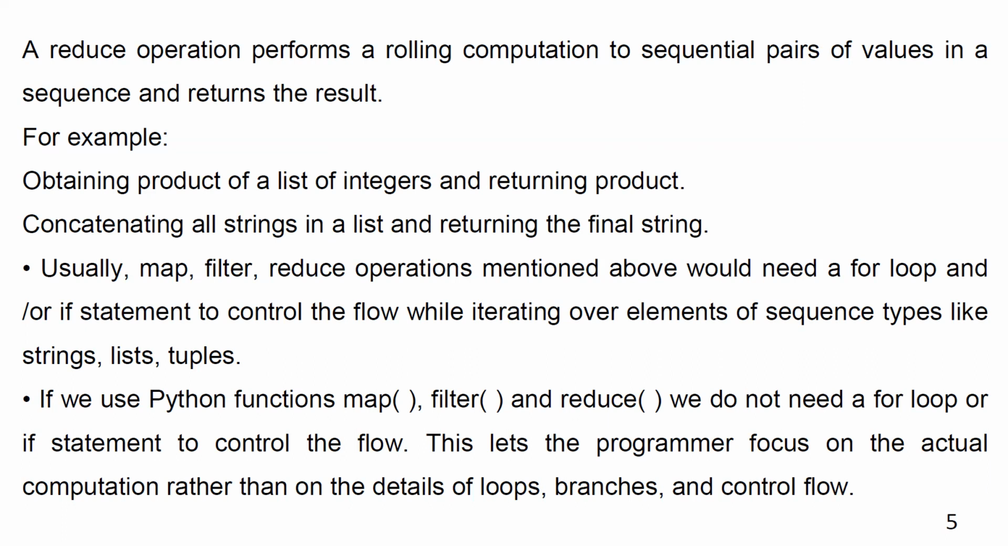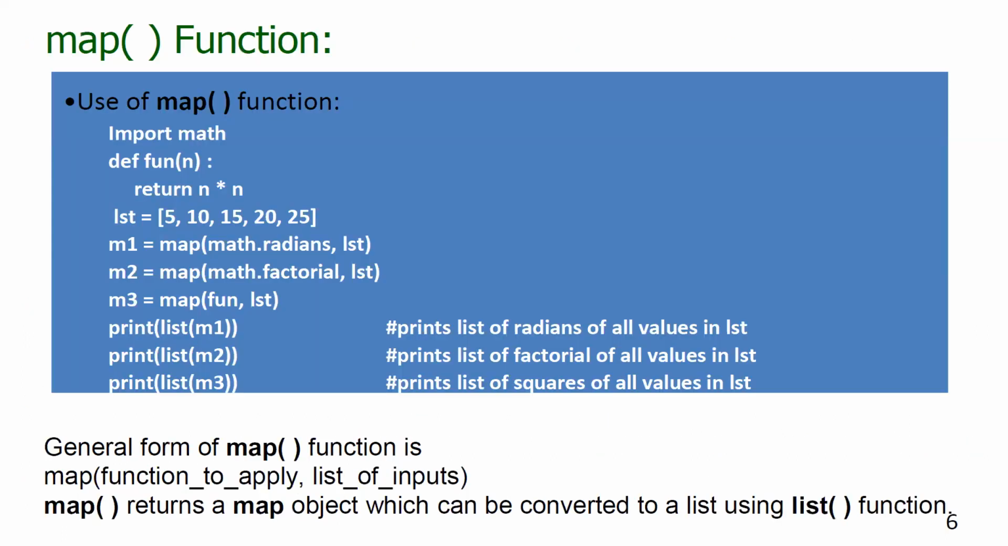But in Python programming, if we use the functions map, filter and reduce, we do not need a for loop or if statement for control flow. This lets the programmer focus on the actual computation rather than the details of loops, branches and control flow. So now we will discuss how to use these three functions: map, reduce and filter. The first one is the map function.